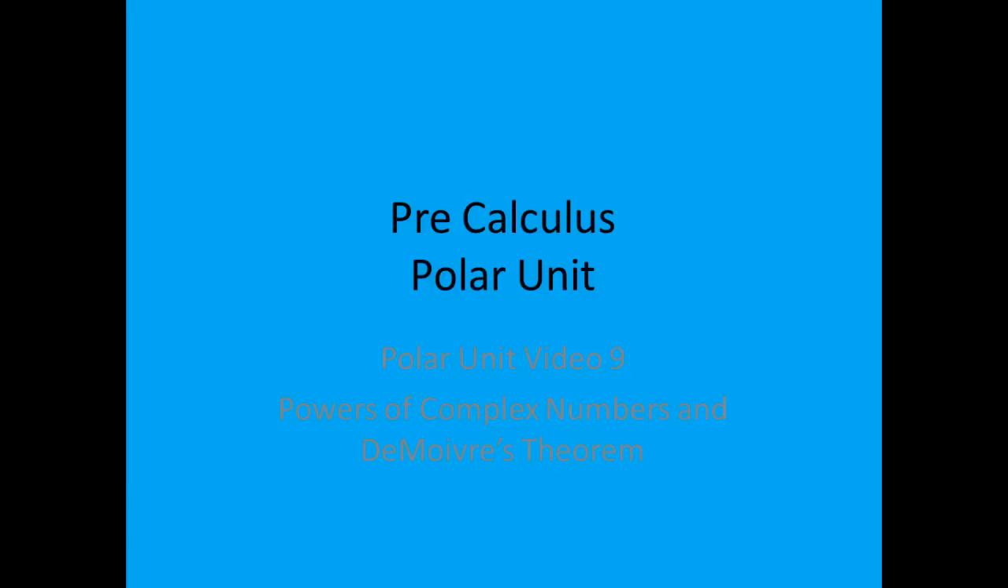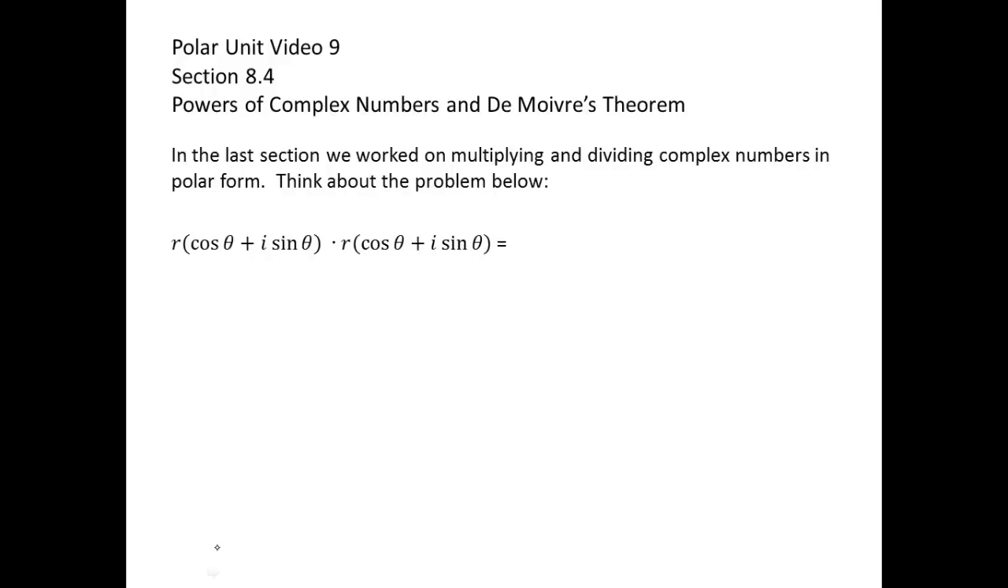Hey everybody, this is Polar Unit Video 9, and we're going to be talking about raising complex numbers to a power, so applying exponents, and this is going to lead us to a theorem from de Moivre. Alright, so we're going to recall multiplication from our previous video and the previous section that we were working on. So I'm going to take this and I'm going to be multiplying something by itself. In other words, I am squaring this number.